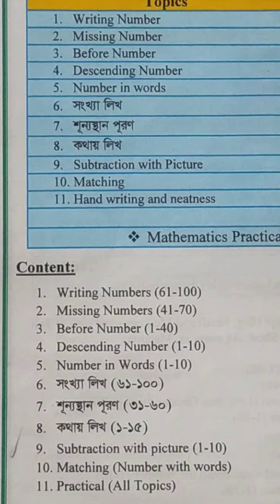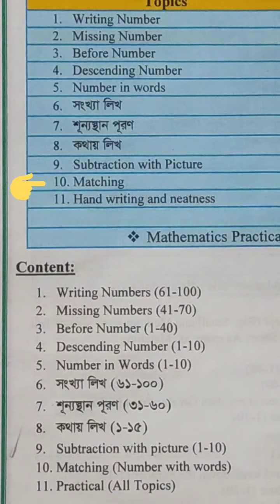So number 10 is matching number with words. So there will be some numbers on one side and on the other side there will be some spellings. So you have to match the spelling with the right numbers.